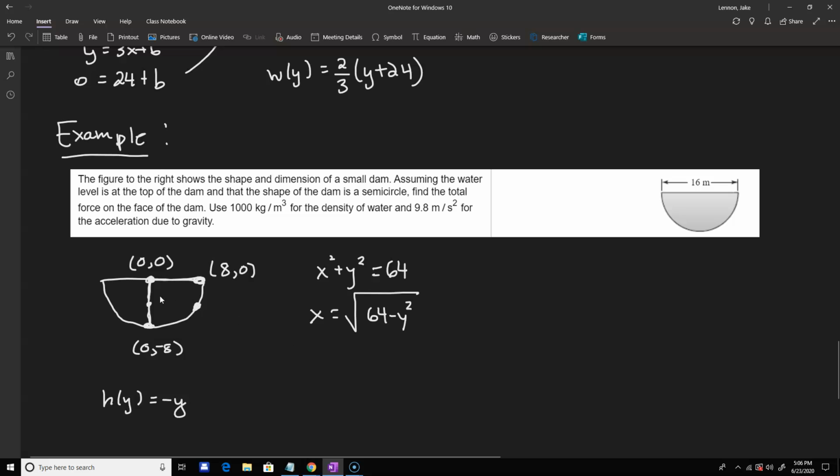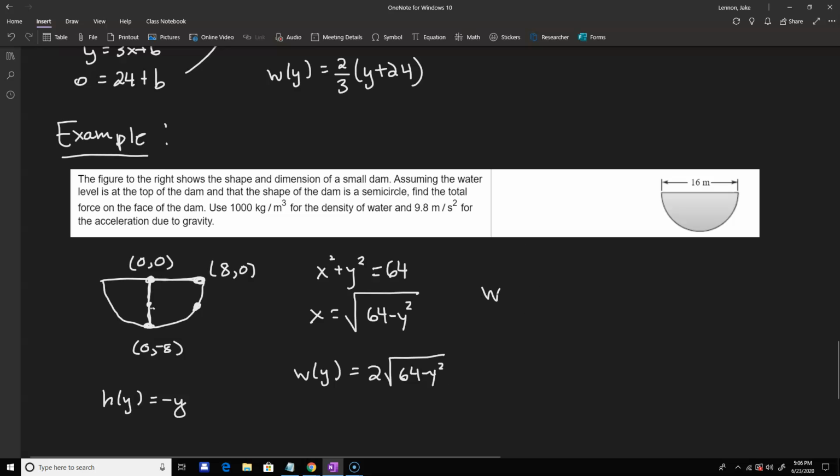So that would give you half of the width, right? If that is your x value, it would be giving you exactly half of the width from here to here. So you want to double that to figure out your actual width function. So our width function here, w of y, is going to be 2 times the square root of 64 minus y squared. And multiplying these two things together, that's how we get our cross-sectional area.